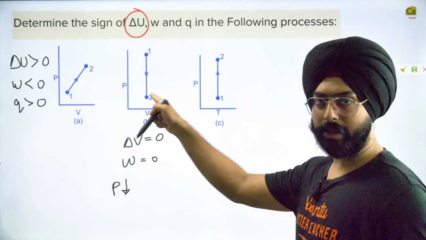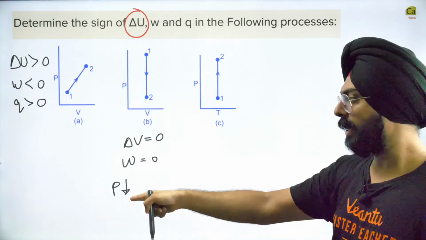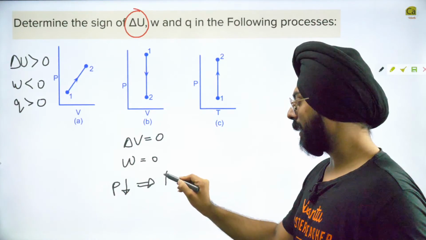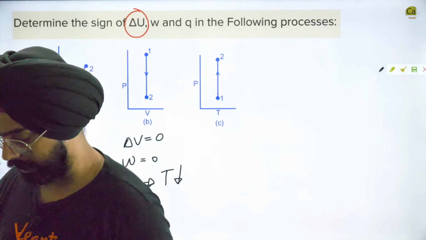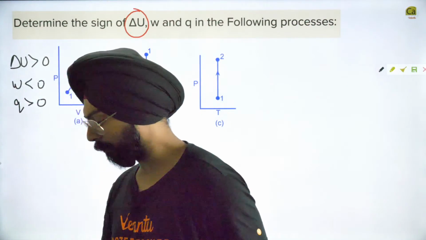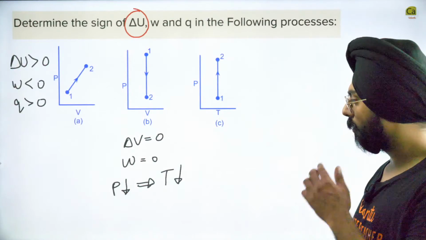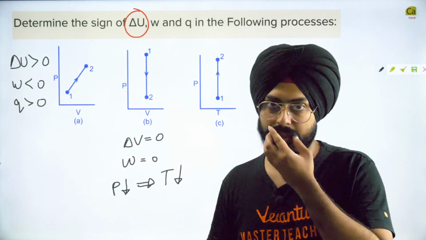Can you see the downward arrow on this process? Since pressure is decreasing, can I say temperature is also decreasing? Yes. So pressure is decreasing, temperature is also decreasing.